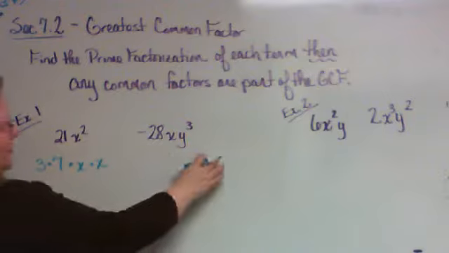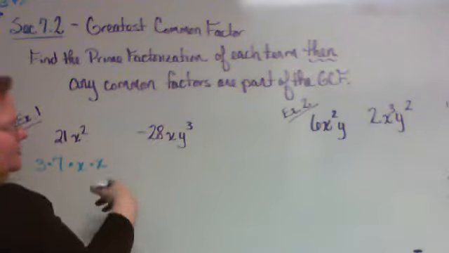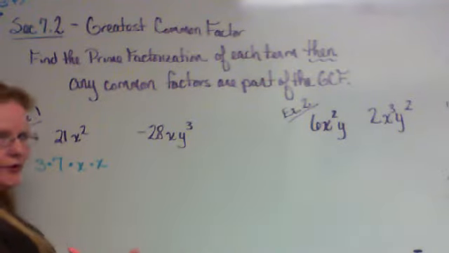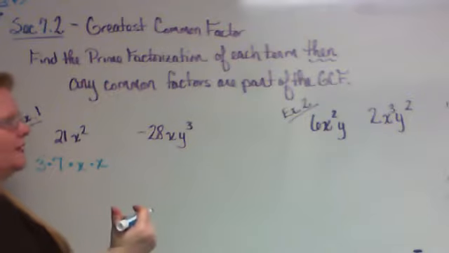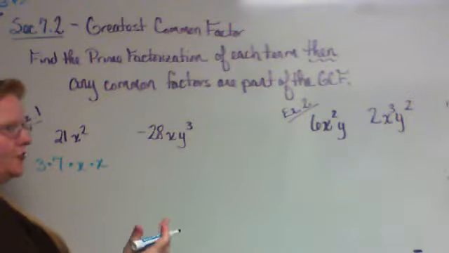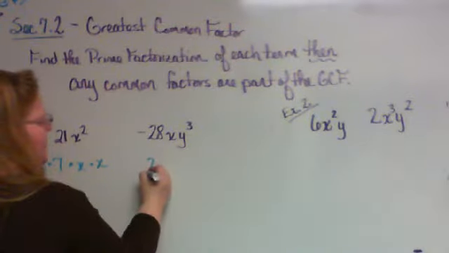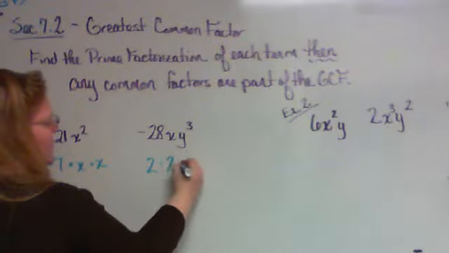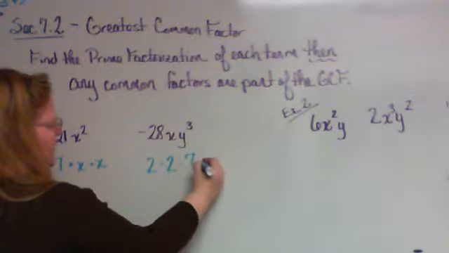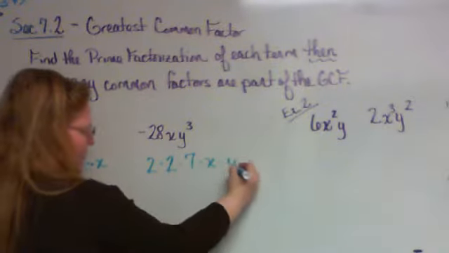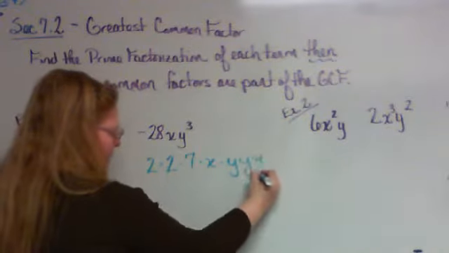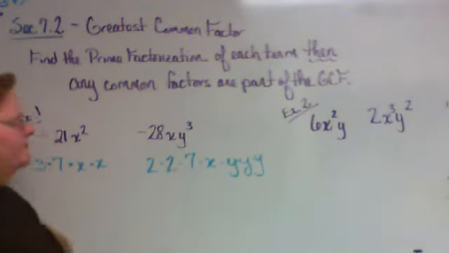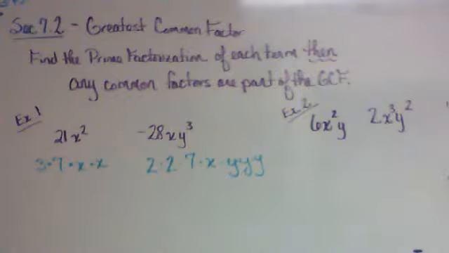Then over here, 28 is 4 times 7, but 4 isn't prime. We said that 4 would have to be broken down. So that's really 2 times 2 times 7. And then times x and y and y and y. Because there were 3 of them.